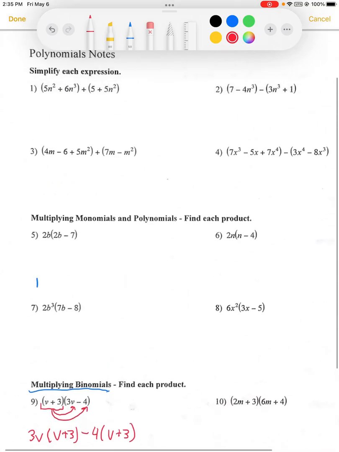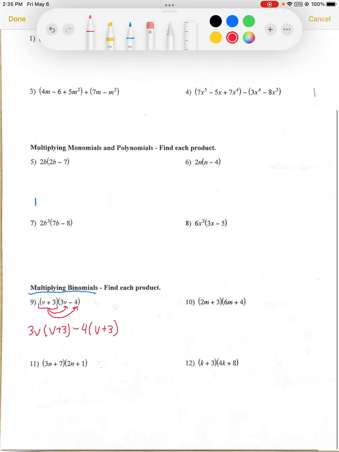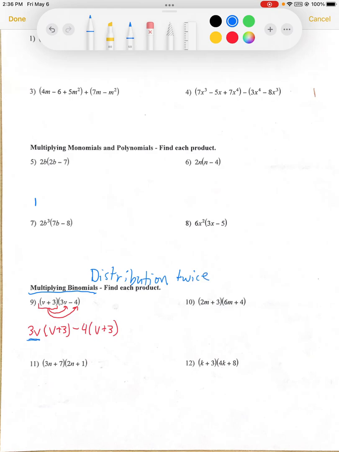From here, I want you to think of multiplying binomials as distribution twice. We need to make sure that everything on the outside gets to everything on the inside. So then we just multiply each part. It's going to be 3v times v, that will become v squared, plus 3v times 3, that will become 9v, minus 4 times v, and then minus 4 times 3, that will become negative 12.